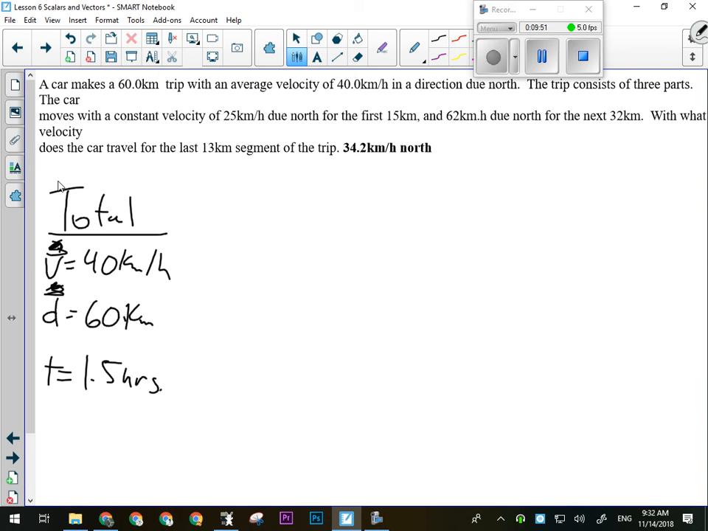Then we have the individual parts of the trip. In part 1 of the trip, we have an average velocity of 25 kilometers per hour, and that is for 15 kilometers.